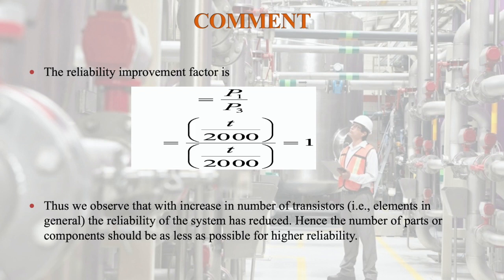Thus we observe that with an increase in the number of transistors, that is elements in general, the reliability of the system has reduced. Hence the number of parts or components should be as few as possible for higher reliability. So if we want higher reliability, we have to keep the number of components to a minimum. A machine has to contain minimum components, then only its reliability will be increased.